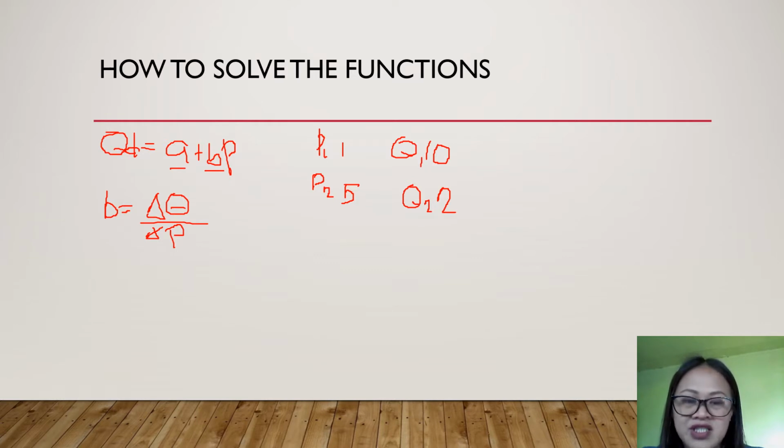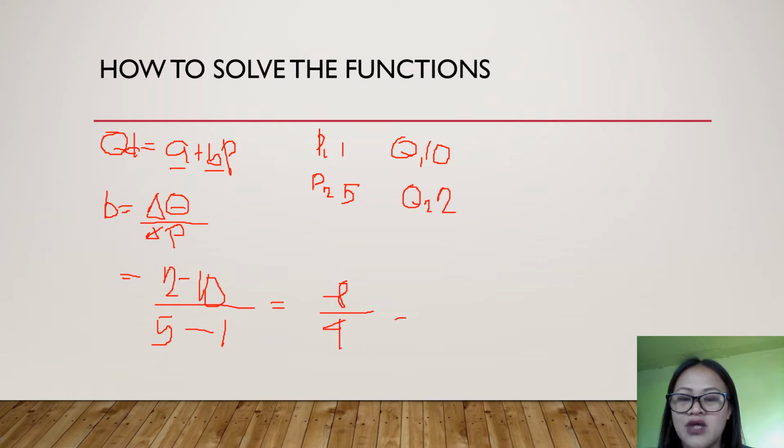Okay, so for the change in the quantity, we have here 2 minus 10. And for the change in the price, we have 2 here. So, dapat ang pares niya is 5. And for the 10 here, it is 1. So, therefore, we have negative 8 divided by positive 4, and that will give you a negative 2. Okay, so that is the slope of the function.